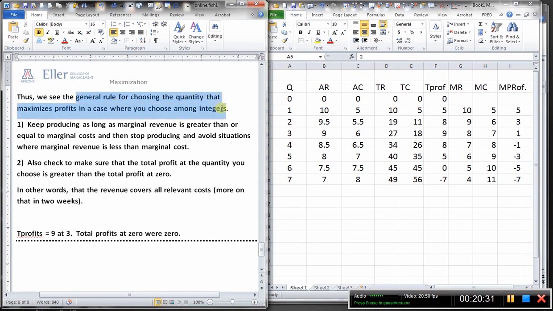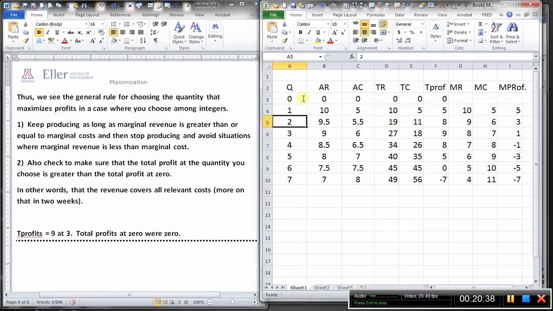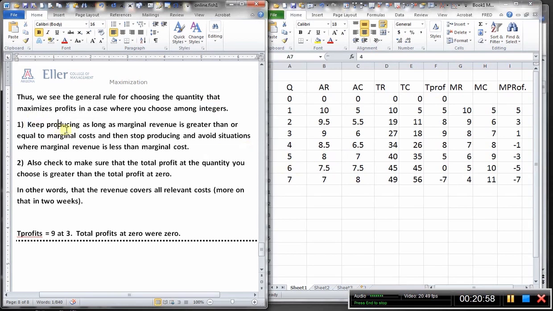Thus, what we need to do now is look at the general rules in situations where you're choosing a quantity that maximizes profits in a case where you choose among integers. So we're looking at situations where we're going from 0 to 1 to 2 to 3. We're not going from 2.99999 to 3 or 3 to 3.0001. We're choosing between 2 and 3 and 4. You can't have a half movie, you can't have a half airplane, that kind of situation. Well, we're going to keep producing as long as marginal revenue is greater than or equal to marginal cost.